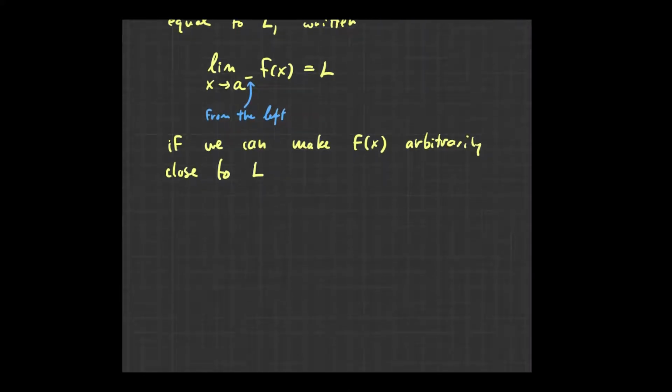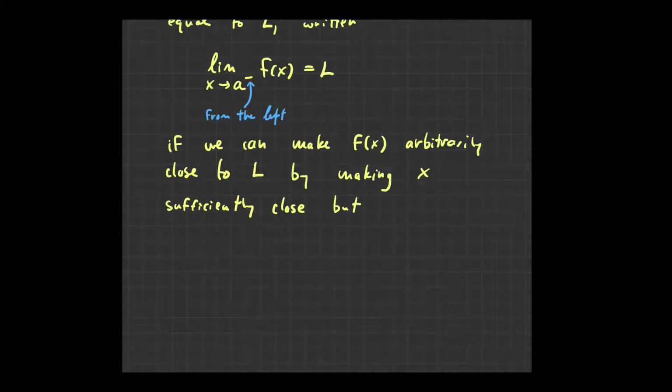That's written the limit as x approaches a from the left of f of x is equal to L. And that happens if we can make f of x arbitrarily close to L by making x sufficiently close to, but less than, a. So it's saying that we're only going to be approaching a from one side. x is going to be strictly less than a, but very close to a, whereas the regular limit is kind of both sides. We're looking at it from both ends.